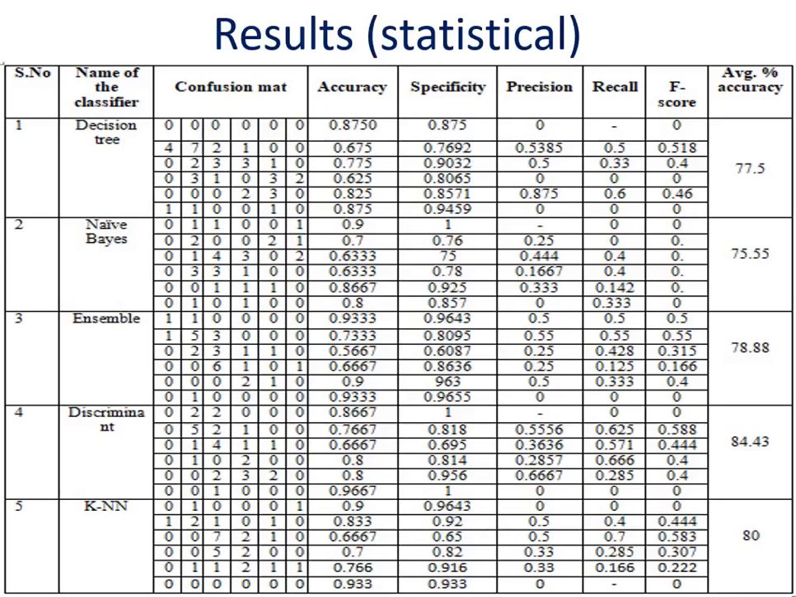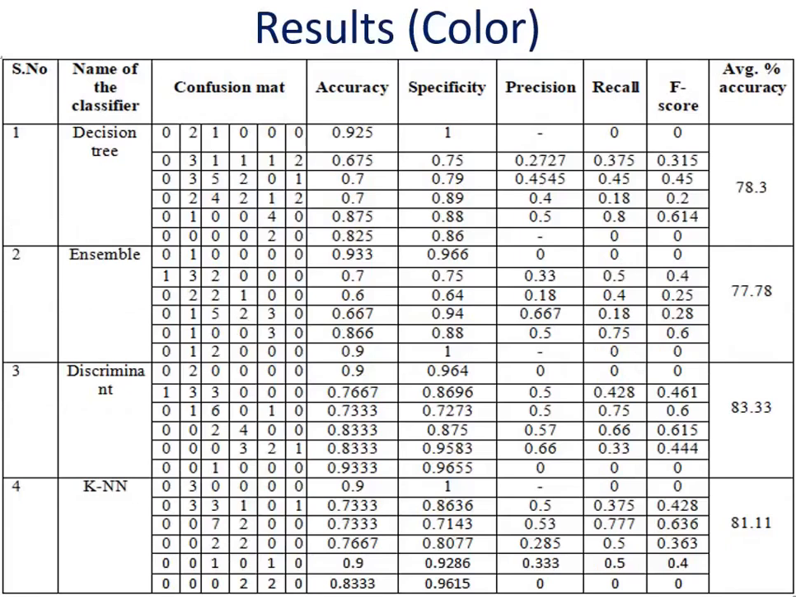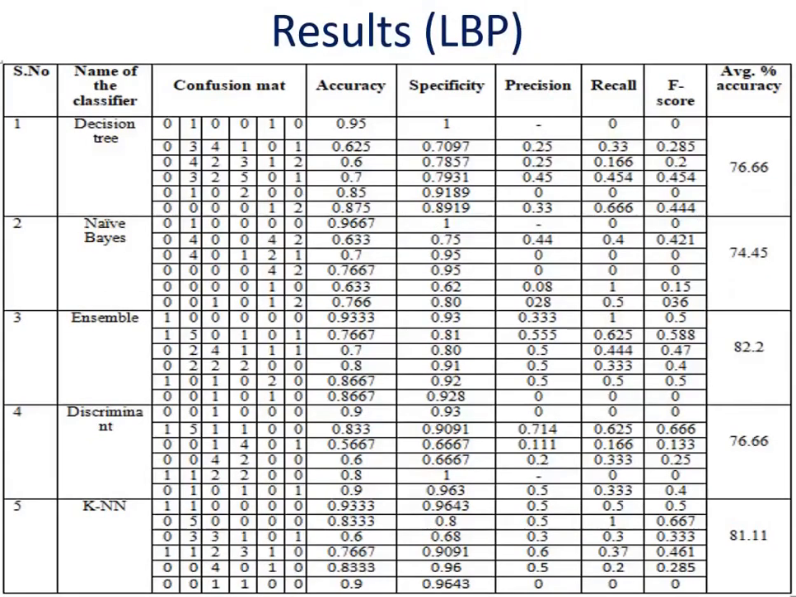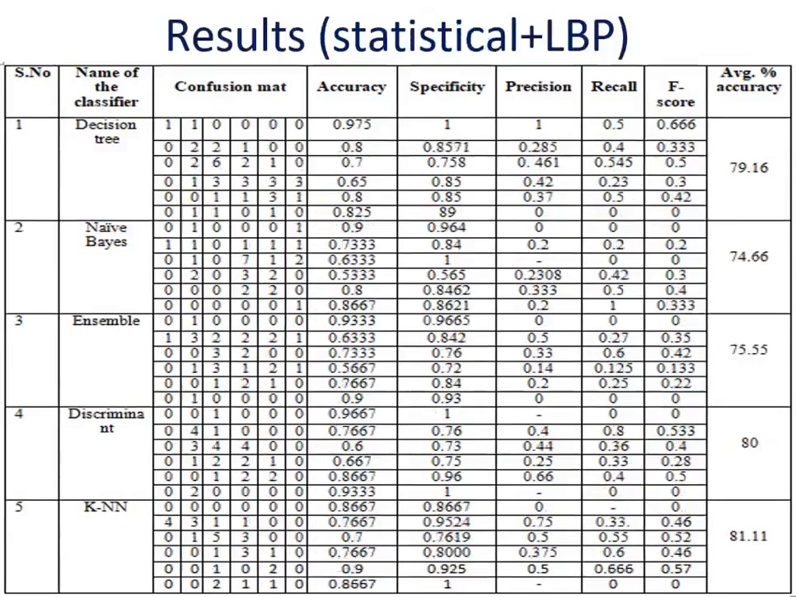In case of statistical features, by applying the classification algorithm, we have obtained that the discriminant classifier outperformed ensemble, naive Bayes, decision tree and KNN. And we need to consider F-score. Higher the value of F-score, better the model is. In case of color features, discriminant classifier outperformed ensemble, decision tree and KNN. In case of LBP features, ensemble classifier outperformed discriminant, KNN, naive Bayes and decision tree.